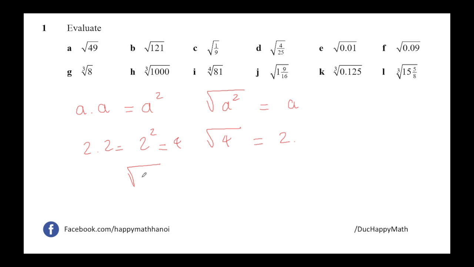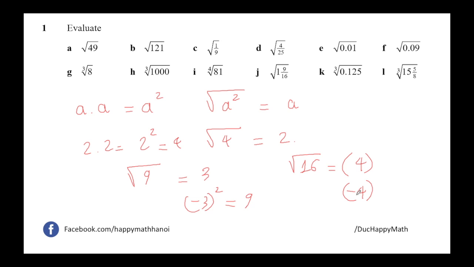When I write down the square root of 9, it means I have to find the number which, squared, will be equal to 9. That number is 3 or minus 3, because minus 3 squared is also equal to 9. And the next example is the square root of 16. It means you have to find which number squared equals 16. It can be 4 or minus 4, because when 4 squared or minus 4 squared, you also get the result 16.